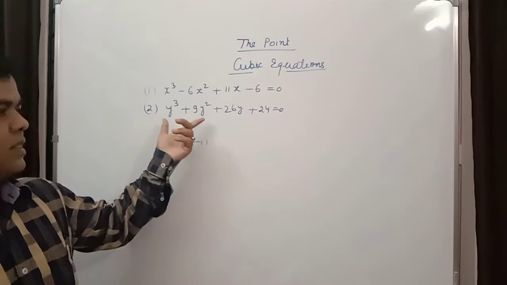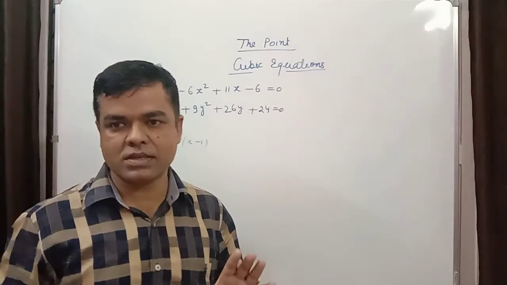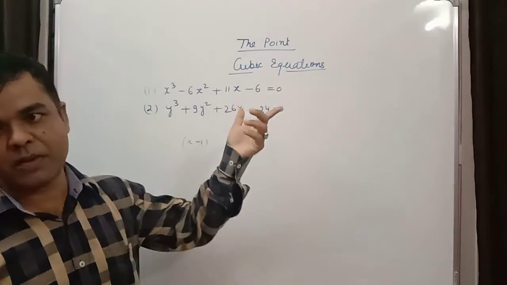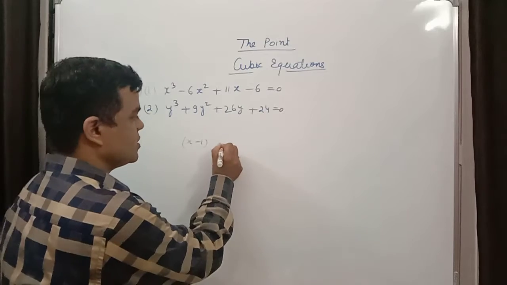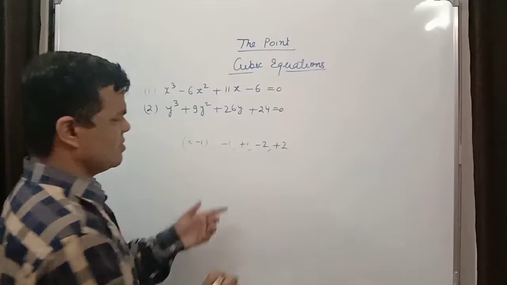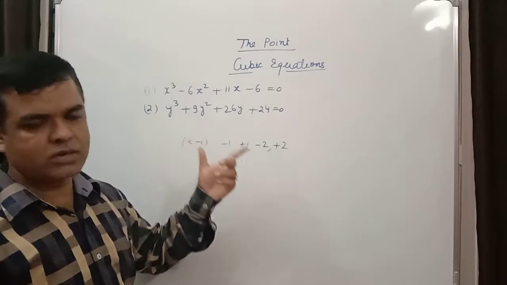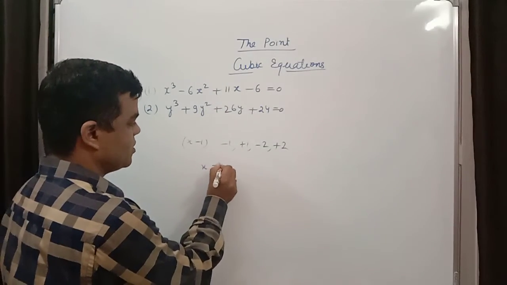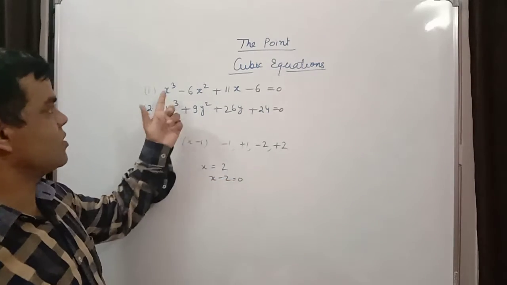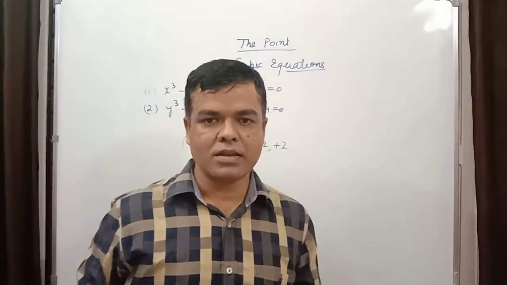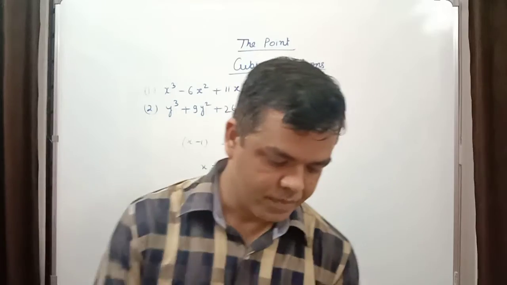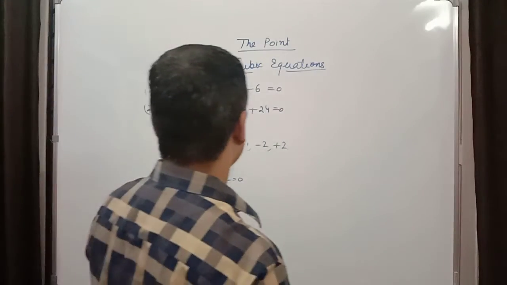In the same way, if any cubic equation is given and you have to solve it, first try to satisfy the equation by putting values like minus 1, then plus 1, then minus 2, then plus 2. Suppose it is satisfied by x is equal to 2, then x minus 2 will be a factor of the equation. Then divide the equation by x minus 2. The remaining quadratic equation will come, and you can solve that. So we'll go ahead with the process.